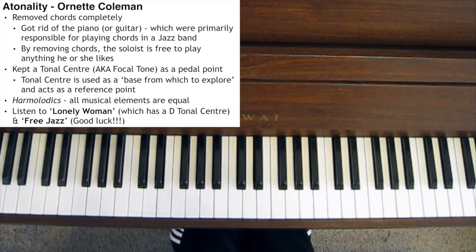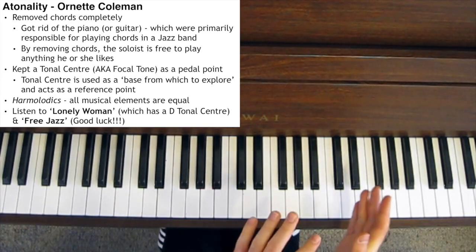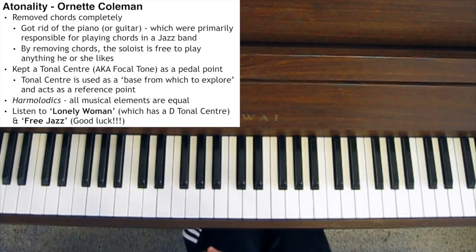It was in charge of establishing the harmony and the tempo by comping. So Coleman got rid of the piano, and instead he just had a saxophone, trumpet, bass and drums. So there was no instrument in charge of playing chords. So by removing all the chords, the soloist was free to literally play anything because there is no harmony to adhere to.